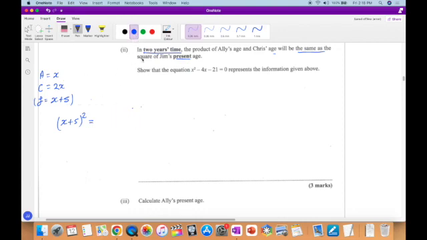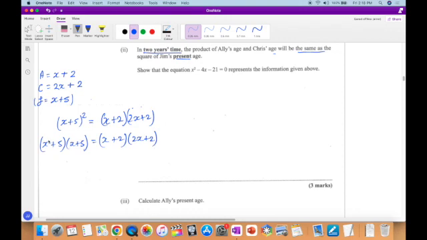So in 2 years' time, Ali will actually be X plus 2. And Chris will actually be 2X plus 2. So we have the product of their ages, which is X plus 2 and 2X plus 2. And so now we have X plus 5 multiplied by X plus 5 is equal to X plus 2 multiplied by 2X plus 2.